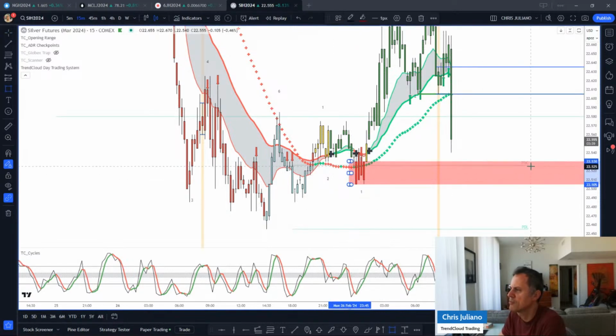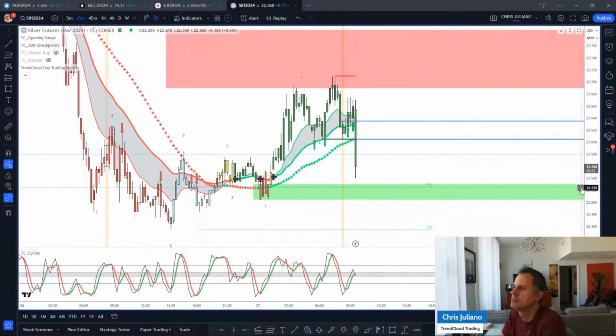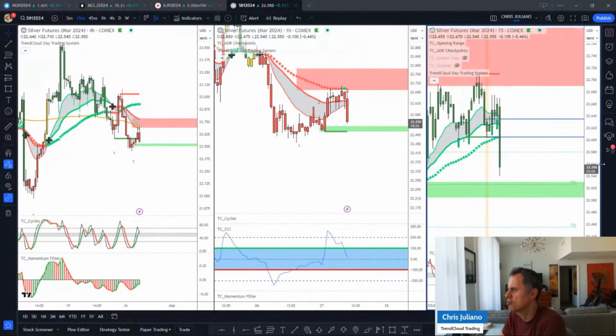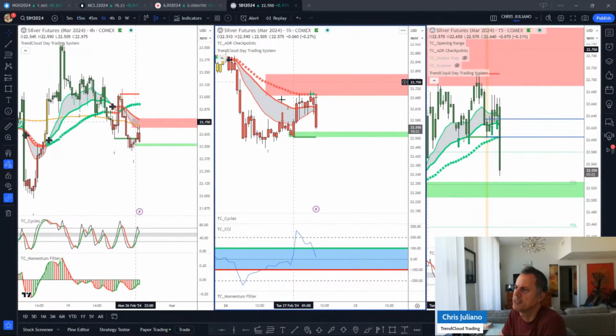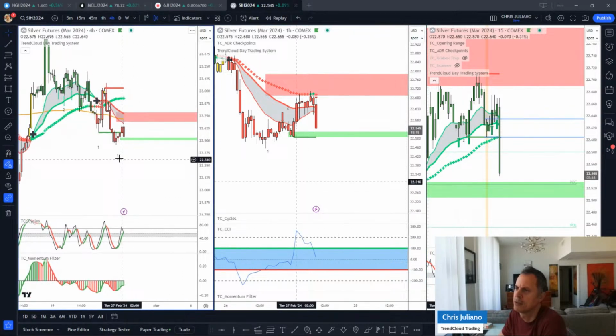Heading towards that previous day's close. On the 15-minute chart: downtrend, upward momentum. Don't know.